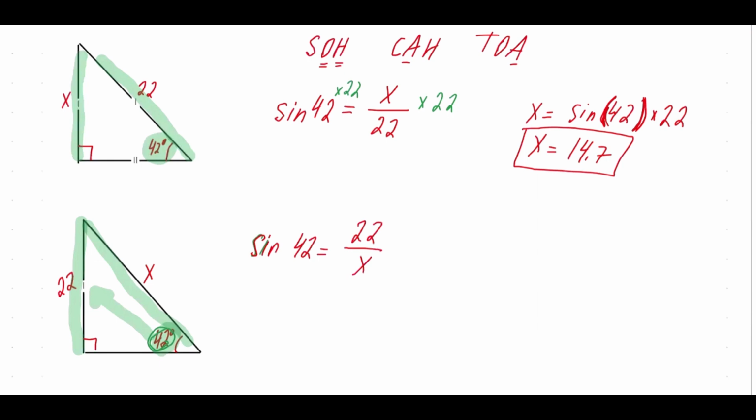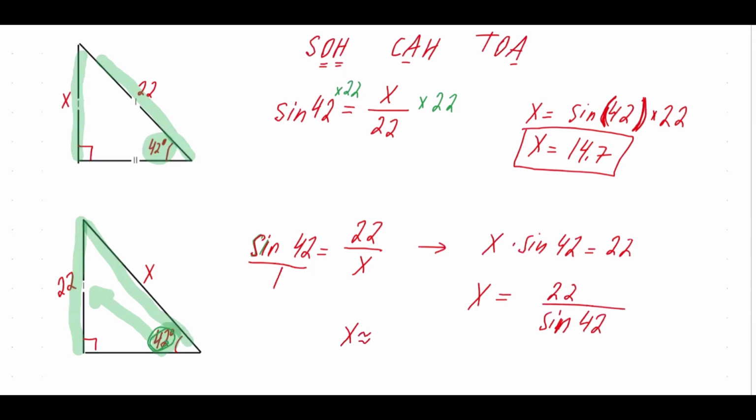Now, I can rewrite it as a proportion, right? And use cross products. X times sine of 42 is equal to 22 times 1, right? Which is 22. To find x, we're going to divide each side by sine of 42, and that's what we should put in the calculator. So here we go. Now, your answer should be about, so we round up or round down according to what we get. I got 32 and 9/10.